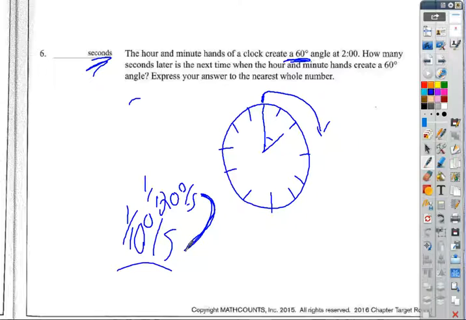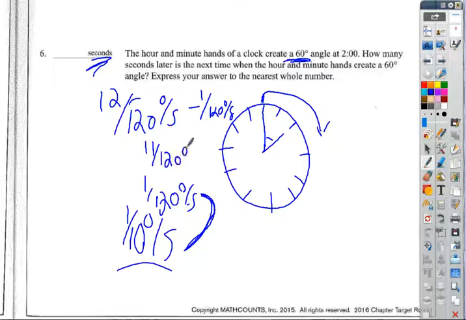So we say 1/10 degrees per second, or with a common denominator, 12/120 degrees per second, minus 1/120 degrees per second. That gives you 11/120 degrees per second. That is the rate of the minute hand relative to the hour hand.